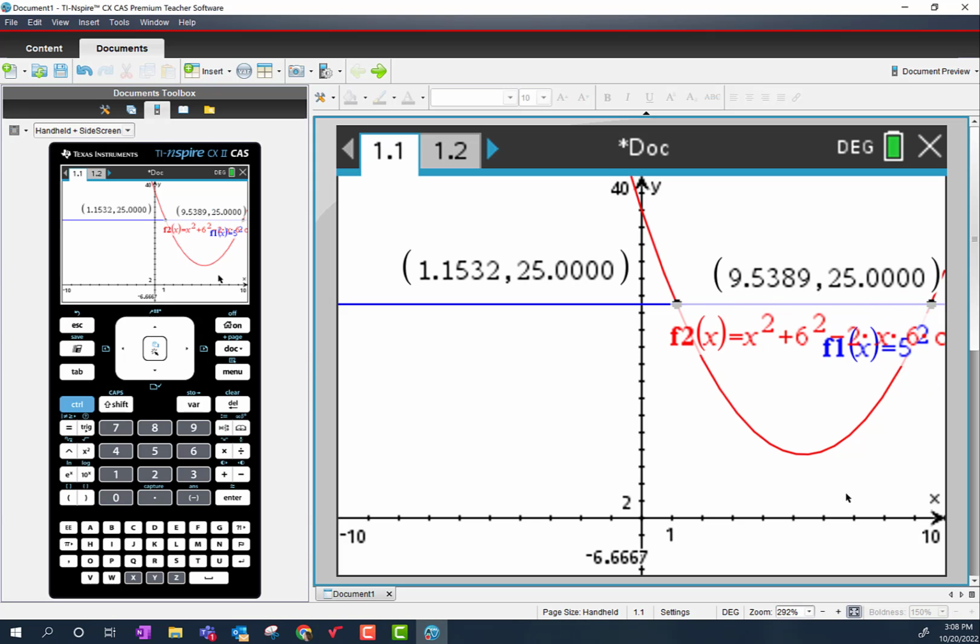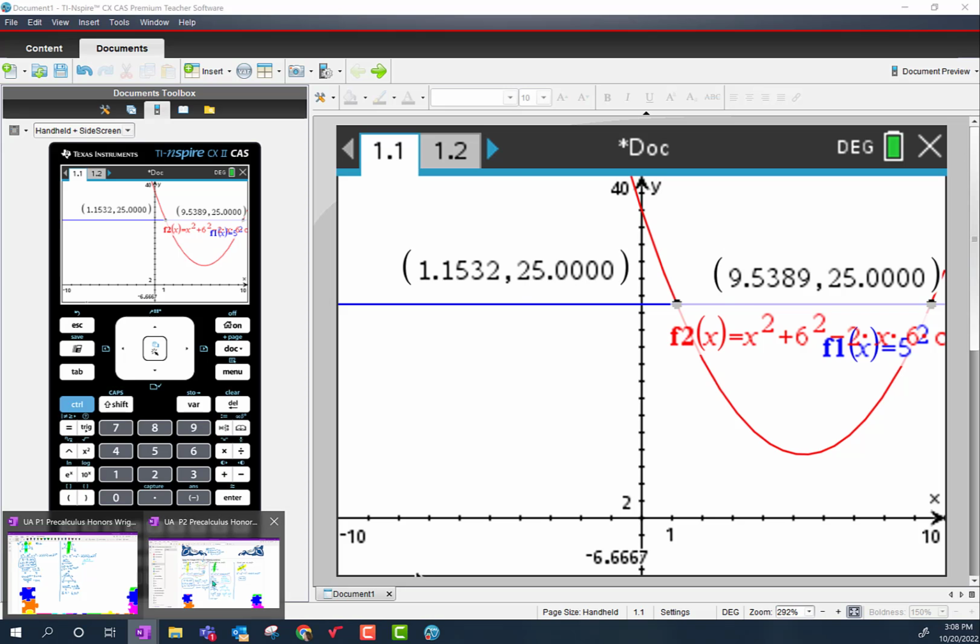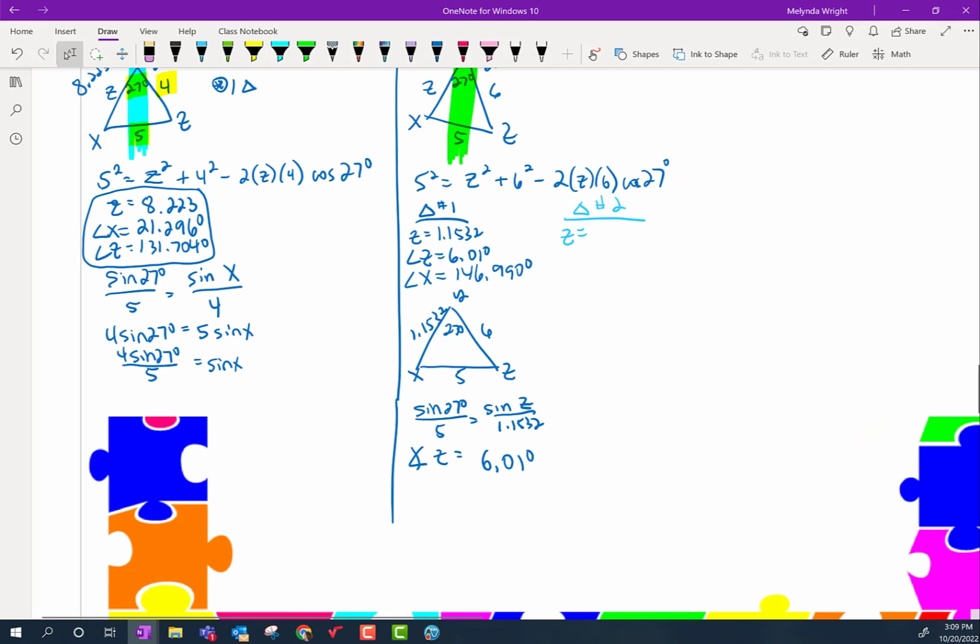Let me move it out of the way. So 9.5389. Okay. So here we go. So Z is 9.5839. So let's draw that triangle so we don't make a mistake. This is triangle number 2. So that was 5 and that was 6, and this is 9.5839. And that is 27.